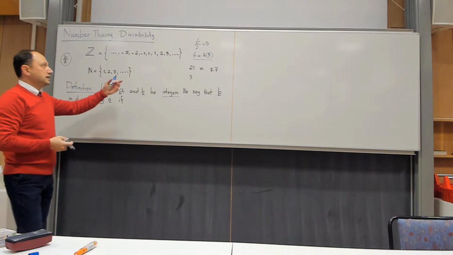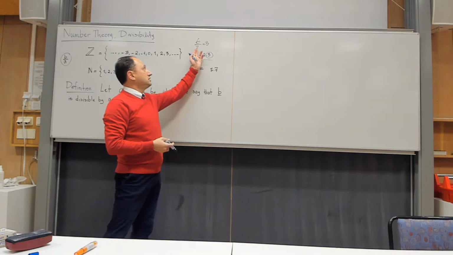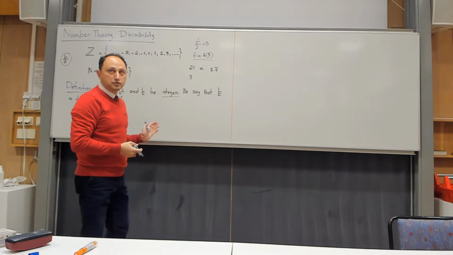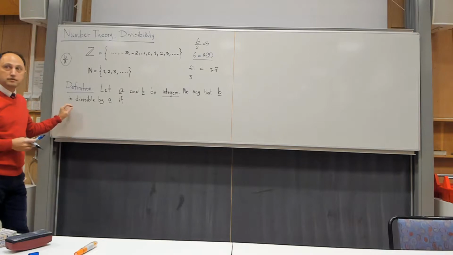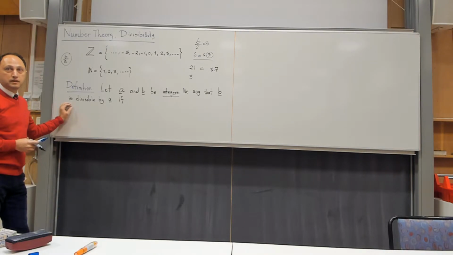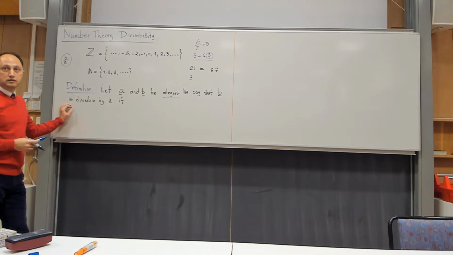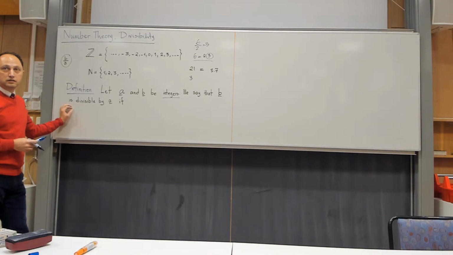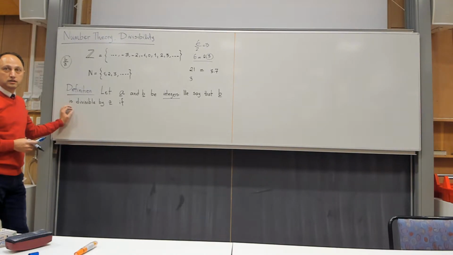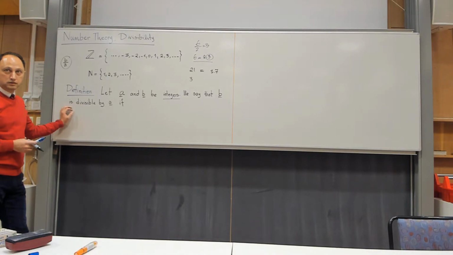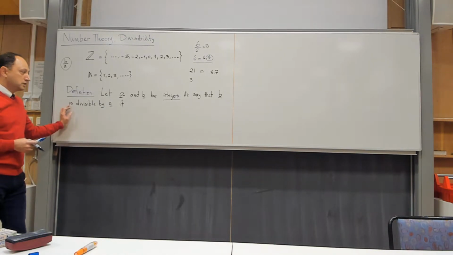But if I want to express it in the language, instead of division, I want to use multiplication. How should I write that? What do you call the result of a division? The quotient. We say that b is divisible by a if a multiplied by the quotient is equal to b. You don't need to say quotient.